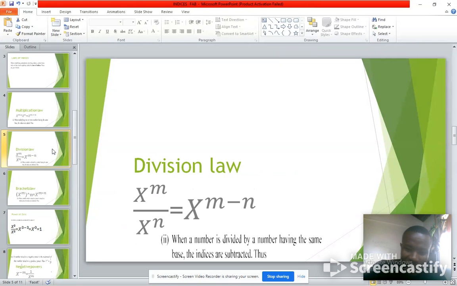The second law is the division law, where an integer with a base x raised to m is divided by the same integer raised to n, then you easily find an answer where you minus the powers, the m and the n.